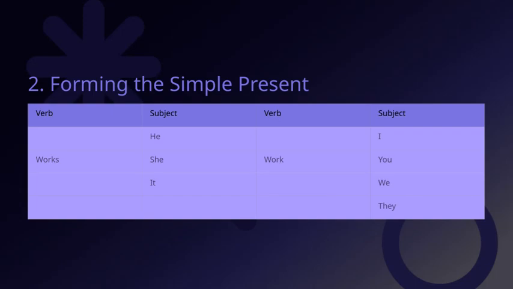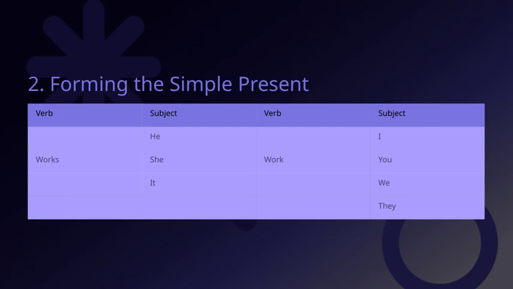Let's take a closer look at forming the simple present tense. On this slide, we have a table that highlights some key examples. First, notice the structure. The verb is paired with the subject. For example, when the subject is he, the verb is works, with an added s at the end. This is a typical pattern for third-person singular.